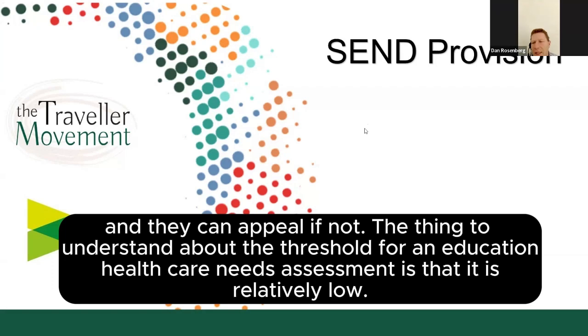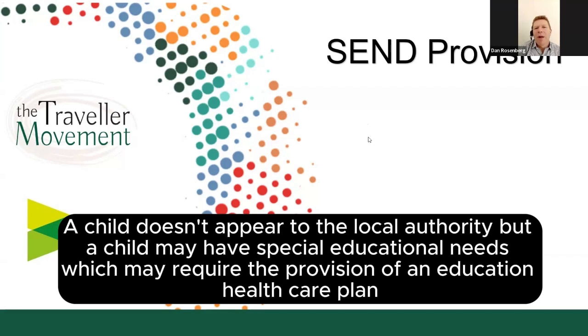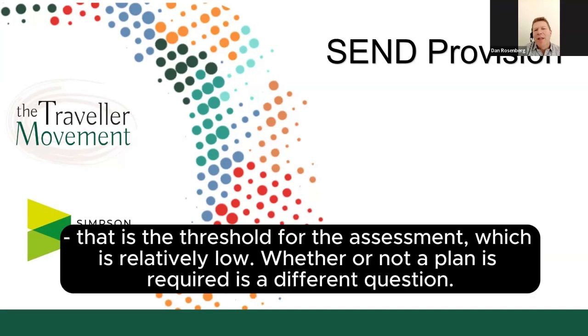The thing to understand about the threshold for an education, health and care needs assessment is that it is relatively low. It is whether it appears to the local authority that a child may have special educational needs which may require the provision of an education, health and care plan. That is the threshold for the assessment, which is relatively low.